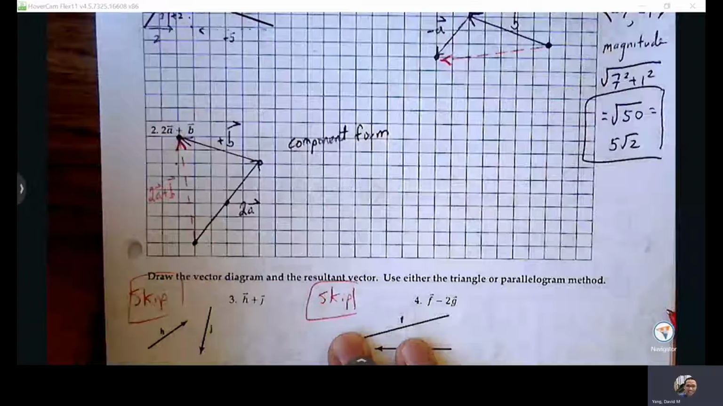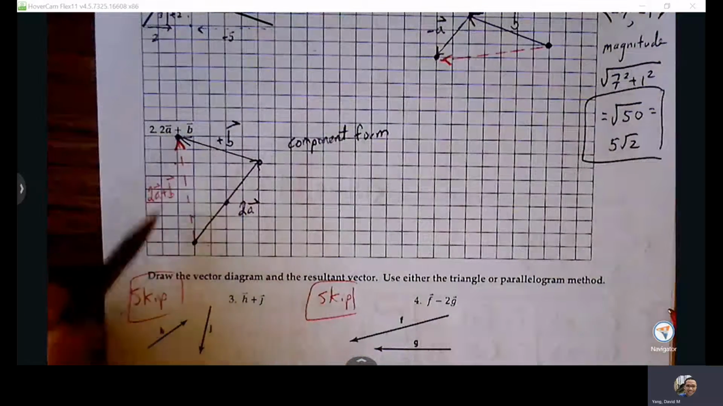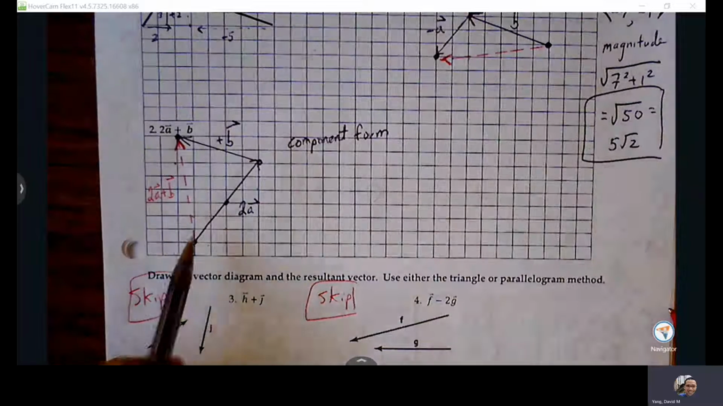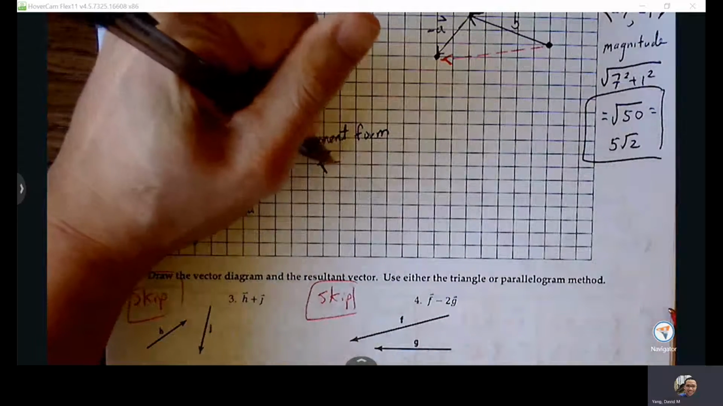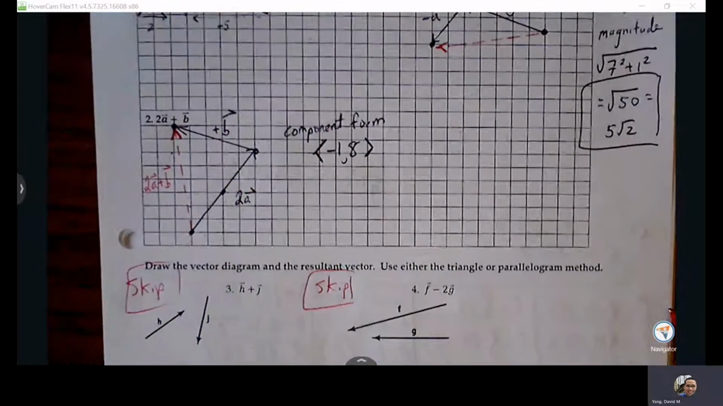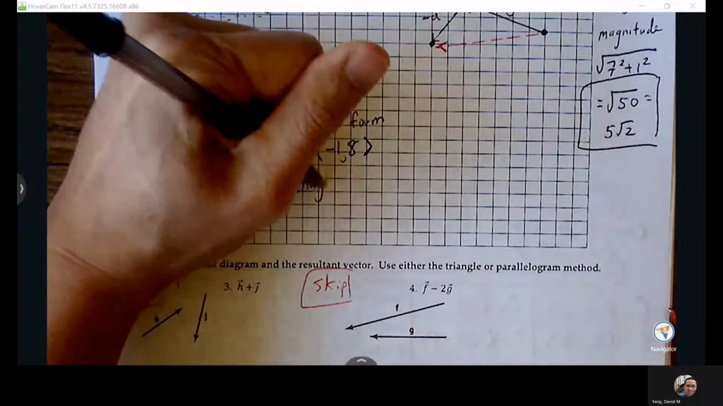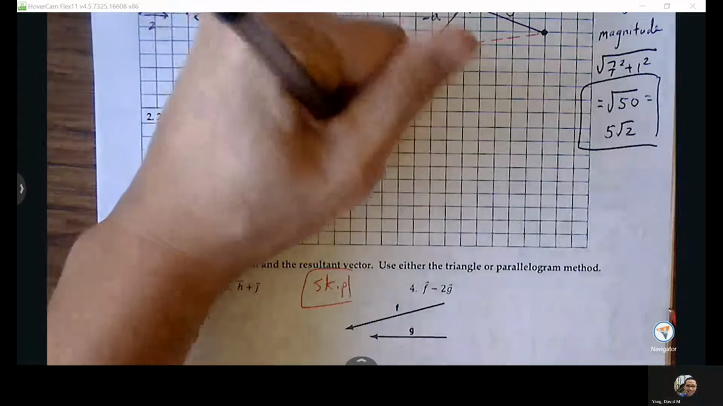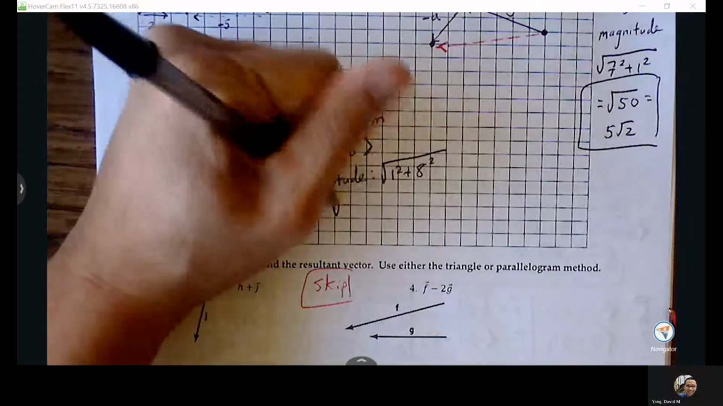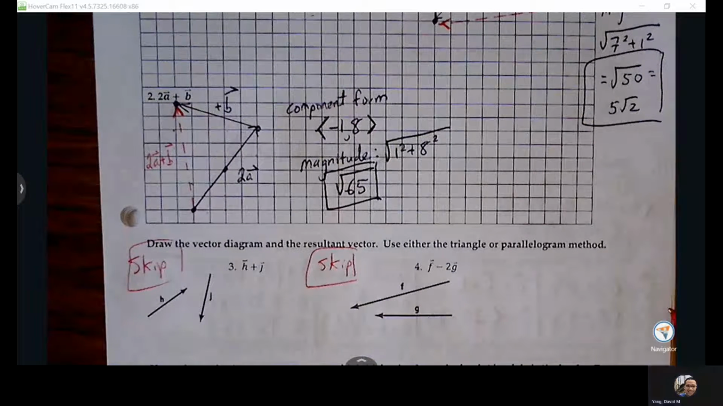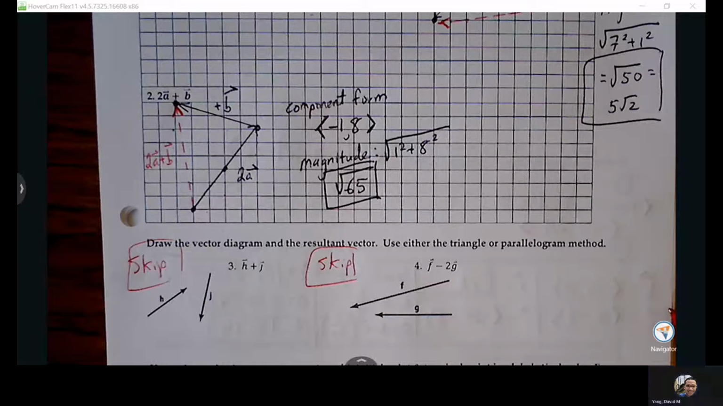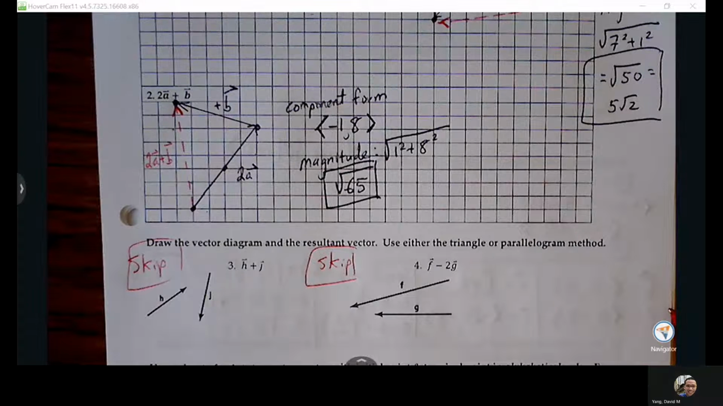Again, we're only creating component form and magnitude for the resultant. We don't really care about the original vectors anymore now that we have the new one in play. So left 1. Okay, questions?